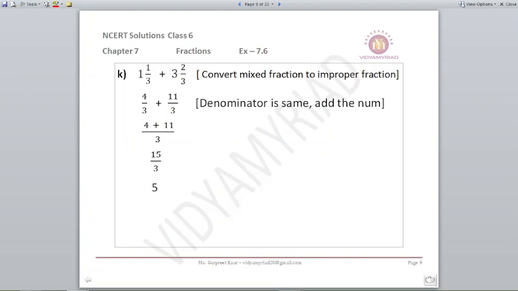1 by 3 plus 3 2 by 3. Now this is already given in a mixed fraction. We will convert it into improper fraction. So 3 into 1 is 3 plus 1, 4. 4 upon 3 plus 3 3s are 9, 9 plus 2, 11. 11 upon 3. Now we have the same denominator. Just add the numerators. 4 plus 11 gives you 15 upon 3. Both get cancelled. It becomes answer as 5 only.